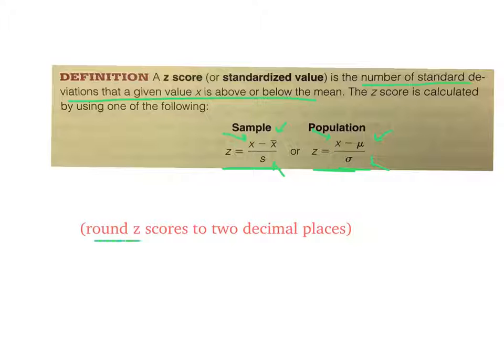Also, we're always going to round z-scores to 2 decimal places, because we're going to be using a table with them later, and the table has 2 decimal places in it, so that's what we have to do.